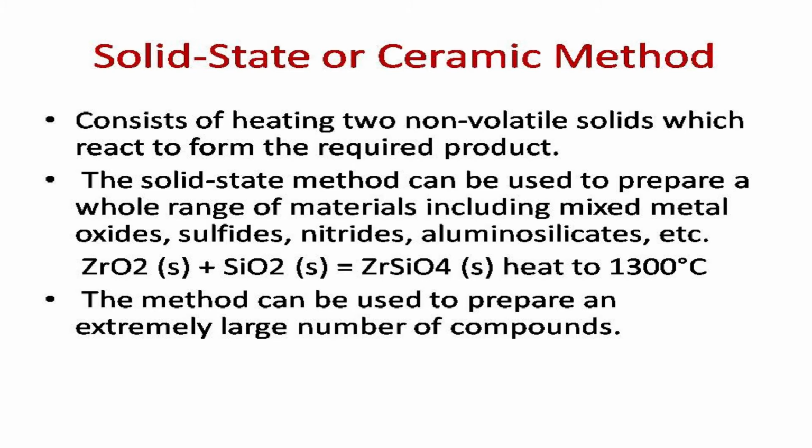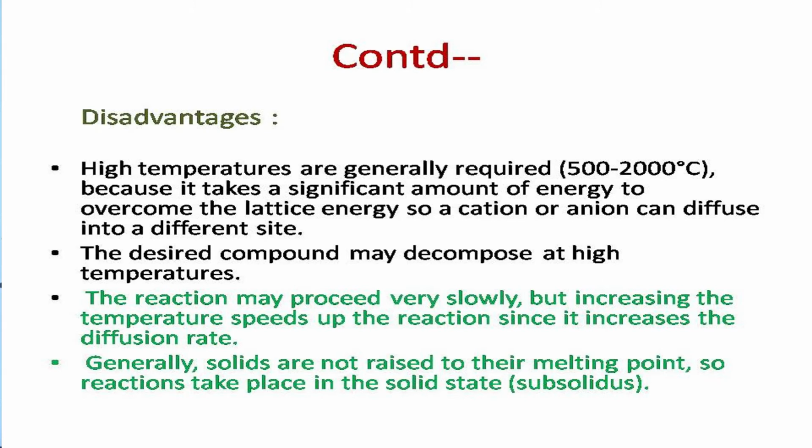Now this particular method, what is called the ceramic method or solid state method, can be used to prepare an extremely large number of compounds. That means this is the general approach to solid state reactions. The disadvantage of this method, as we have seen the advantage in the previous slide, is that such reactions are high temperature. They generally require a very high temperature, anything between 500 to 2000 degrees centigrade.